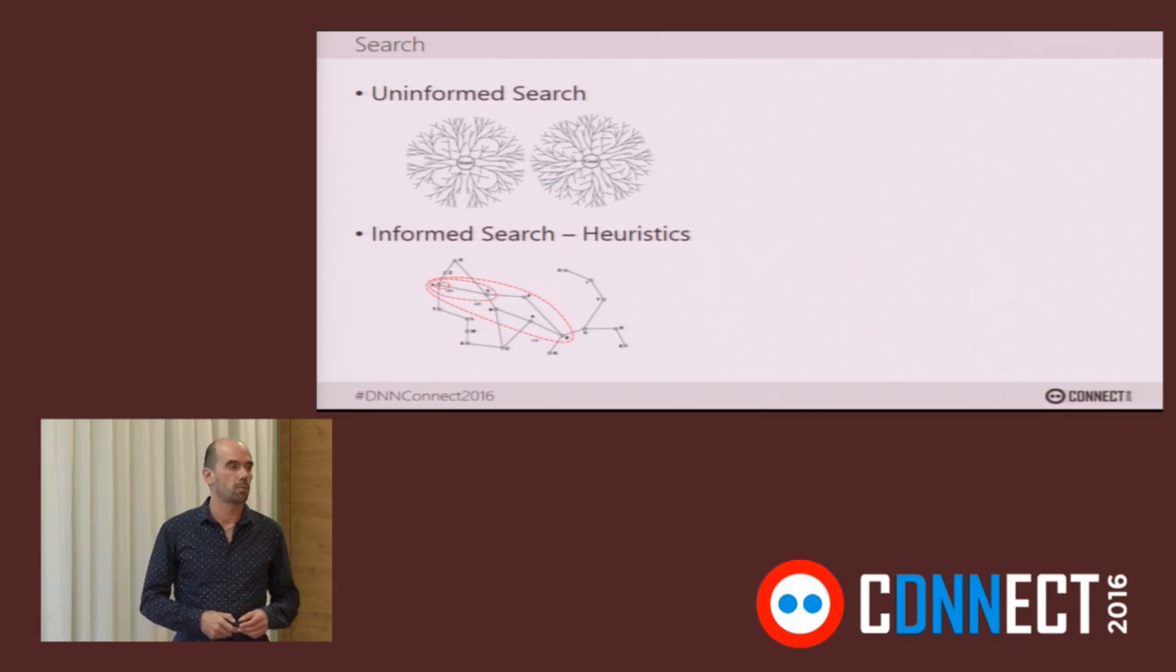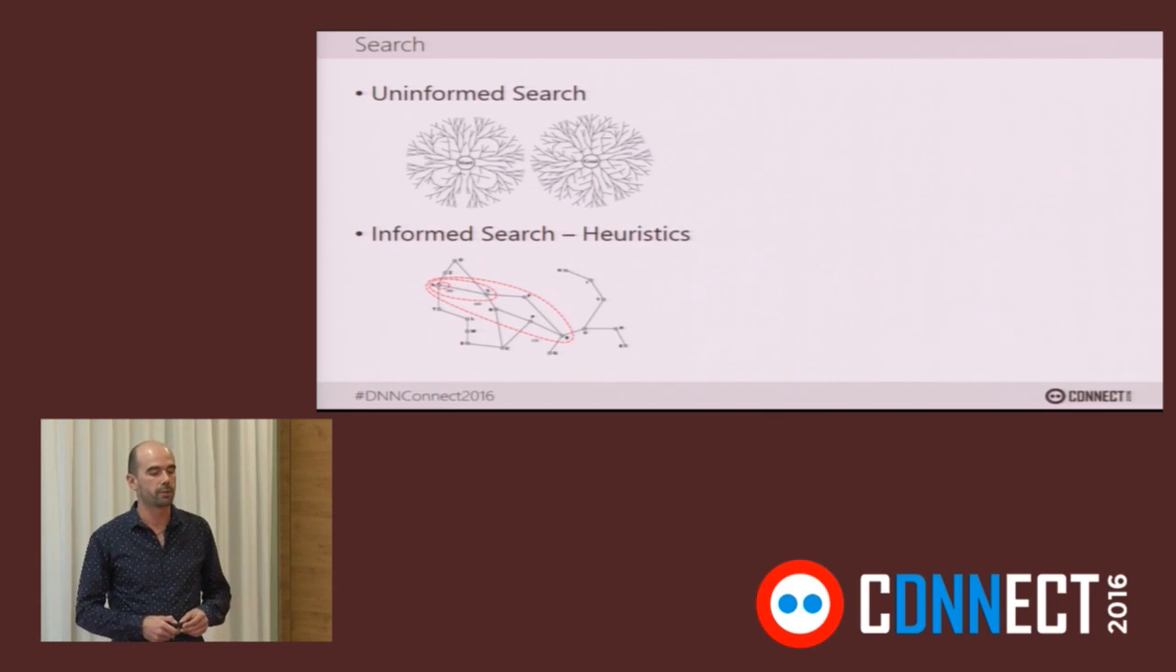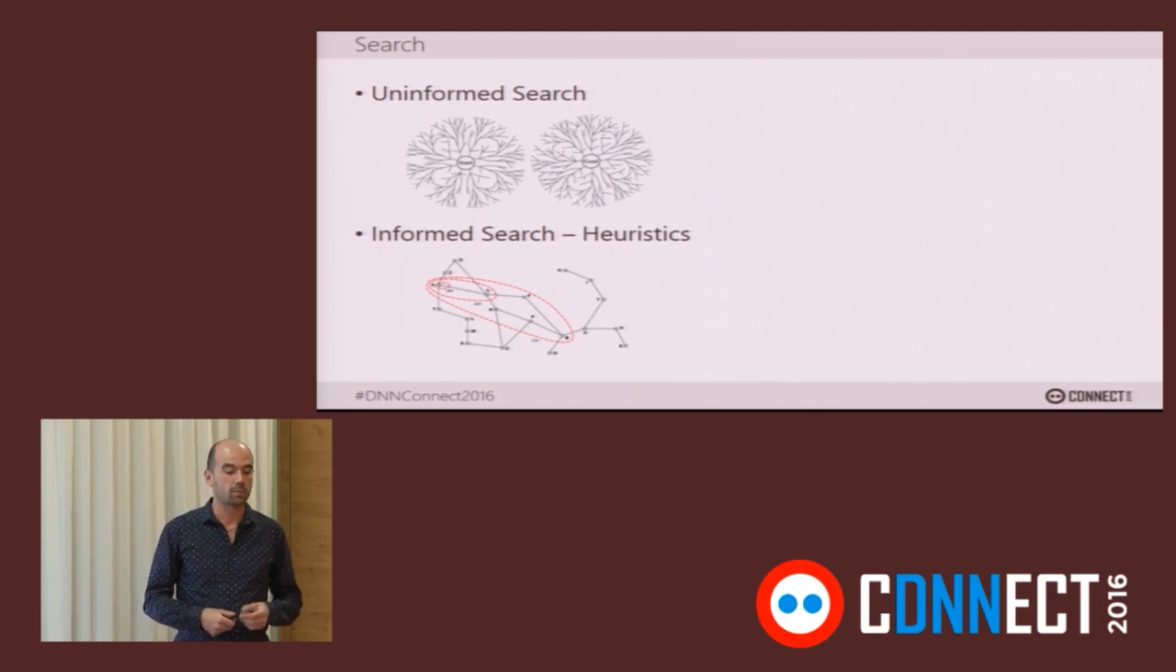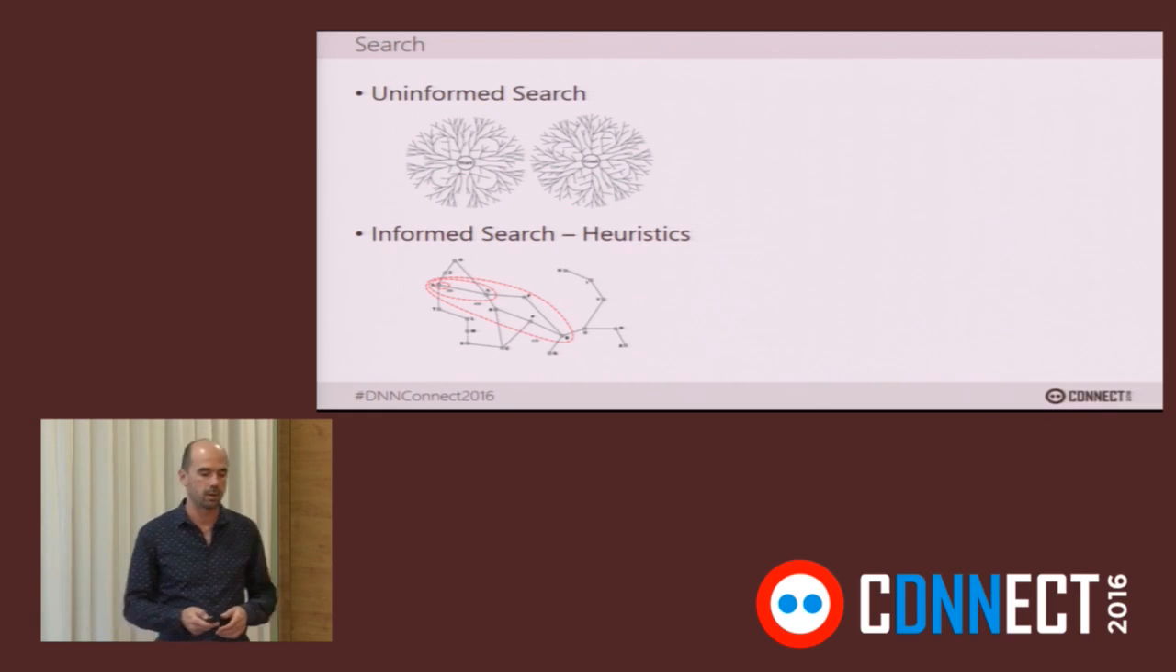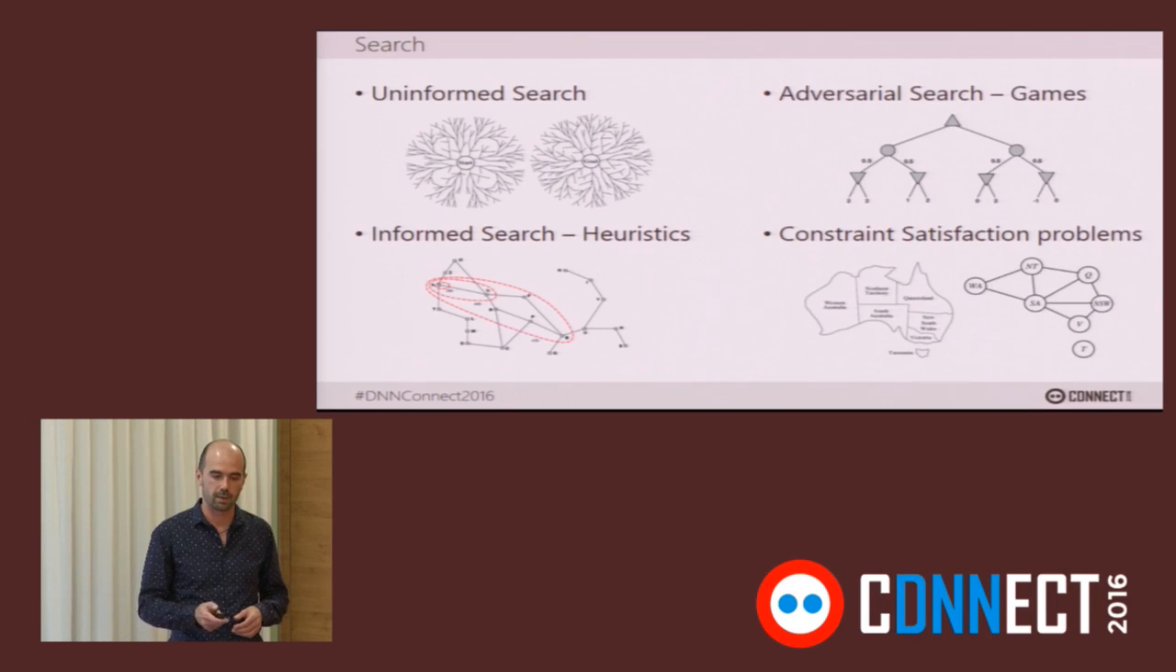Then you have informed search, where you use heuristics. Heuristics are functions that give you information about how far you are from the solution. So of course, if you have a heuristic, you can greedily go for the goal. And this is, for instance, the A-star algorithm that does that.